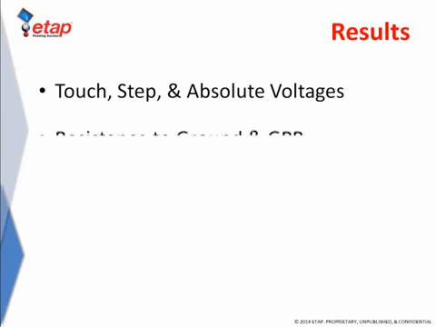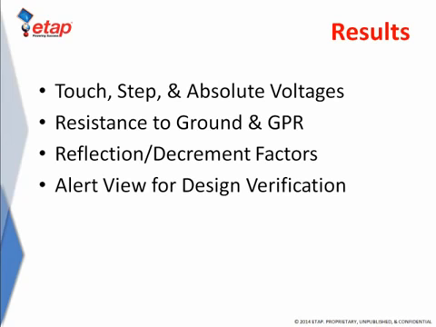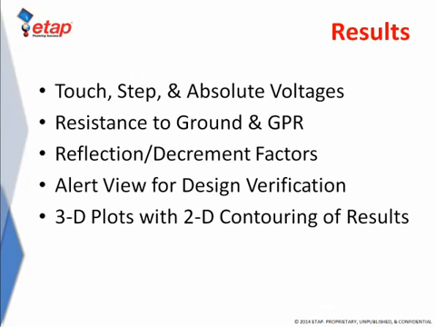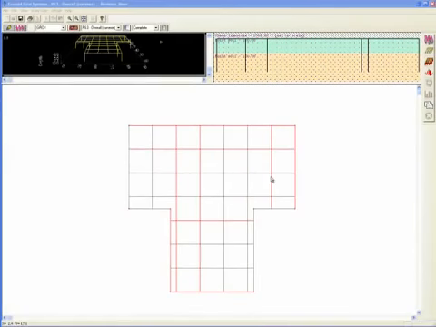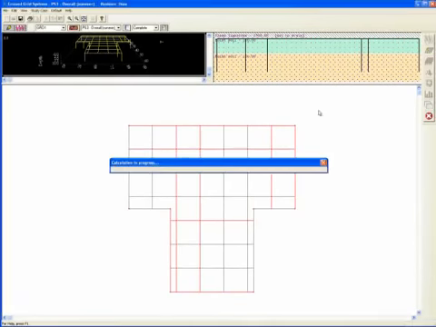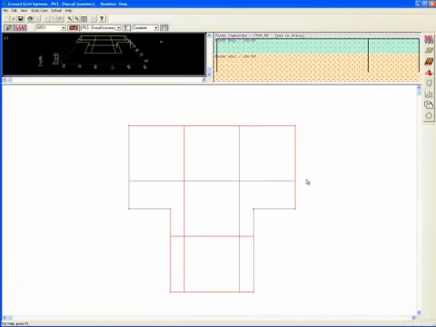Following the calculations, ETAP reports step and touch voltages, resistance to ground, ground potential rise, and reflection and decrement factors. ETAP automatically checks and reports any violations according to the tolerable limits and uses 3D plots with contouring capability to visualize the grid voltage profiles. In addition, as a remarkable feature, ETAP is capable of optimizing the number of conductors and rods for a ground grid design with minimum cost. The optimization is done based on the IEEE method with a single click in ETAP. The output provides the optimum solution and you are able to have it automatically applied to your design.